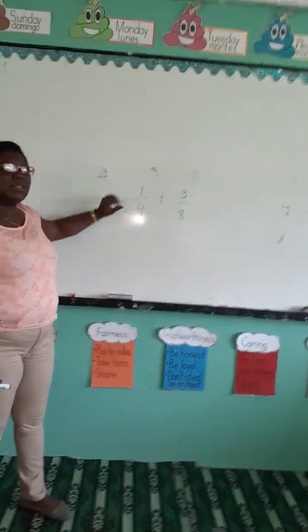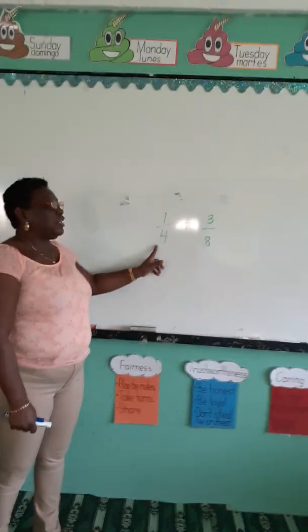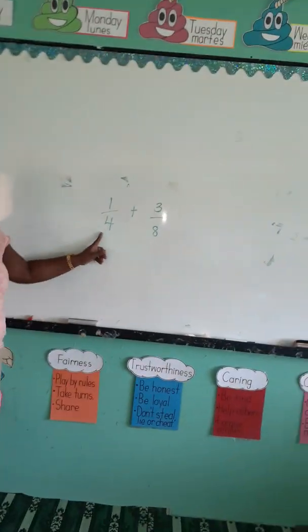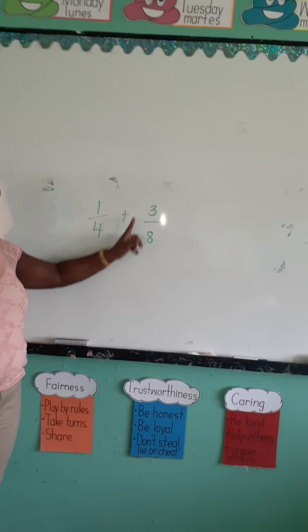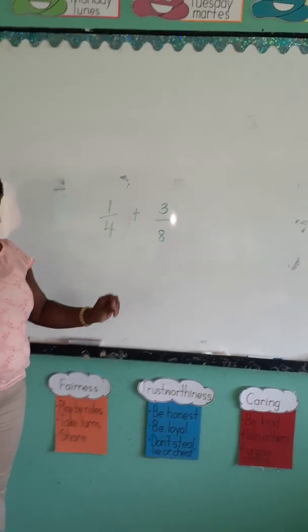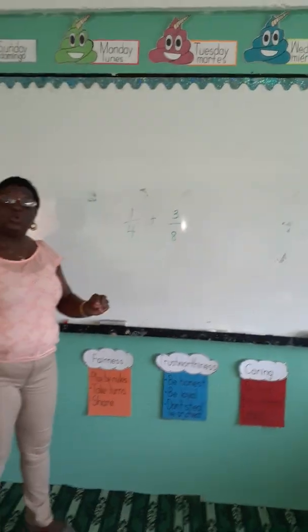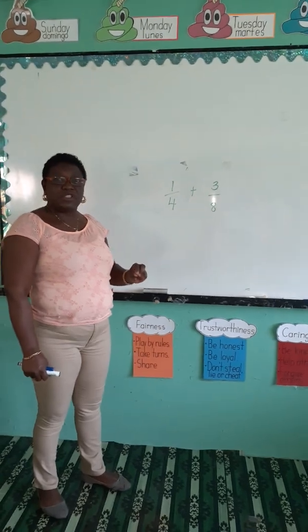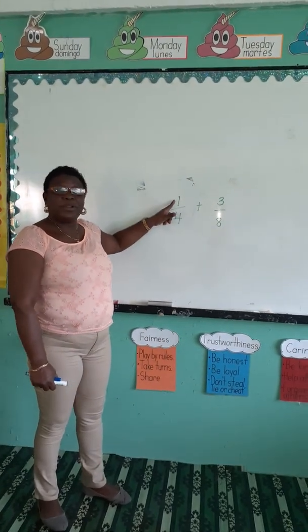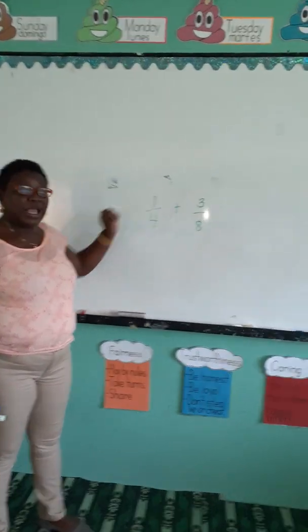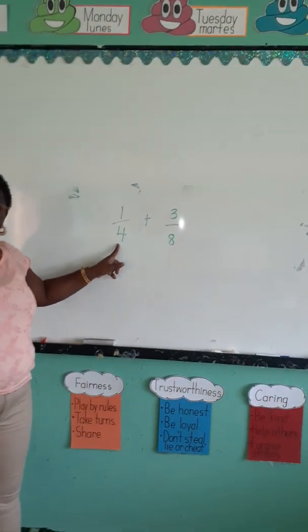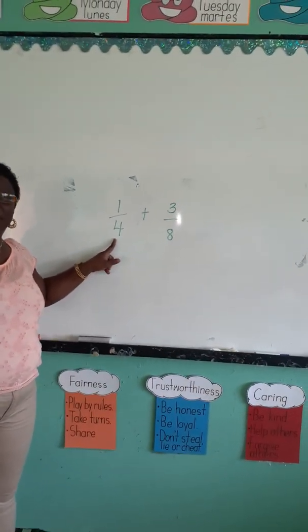And guess what? I want you to look at the two fractions. I have 1/4 plus 3/8. If you notice, there are two parts to a fraction. You have the top part that we call a numerator, and the bottom part that is the denominator. I know you can remember that.